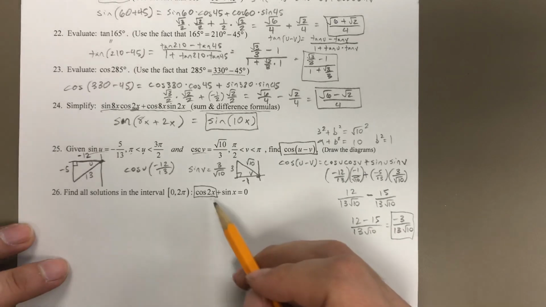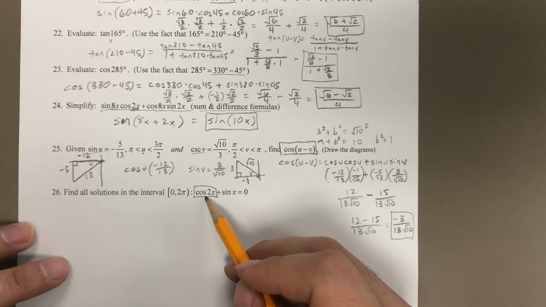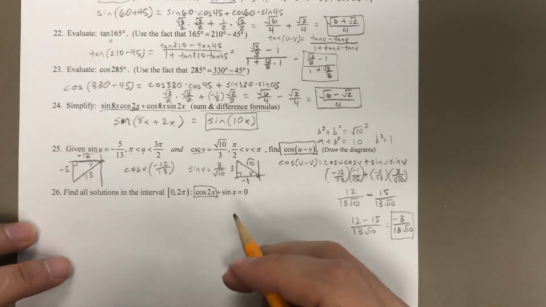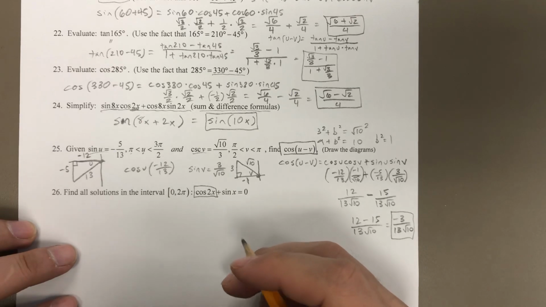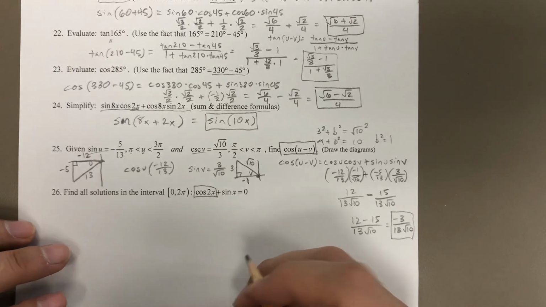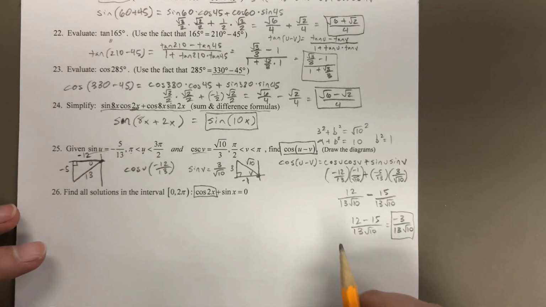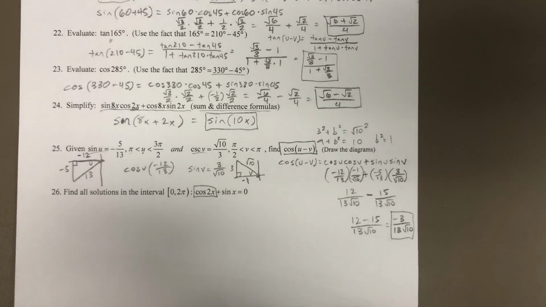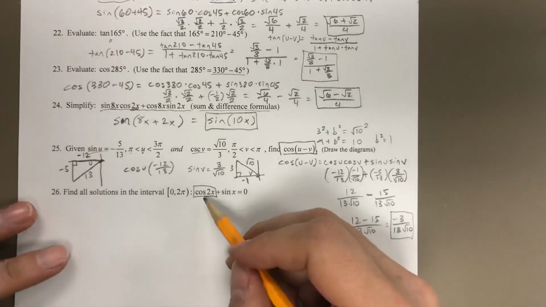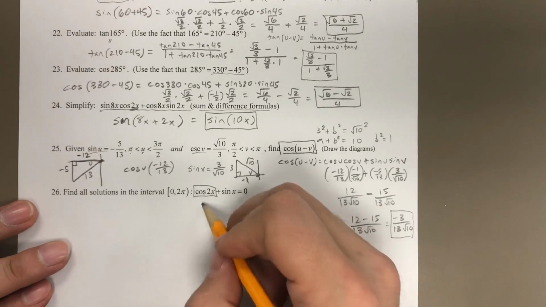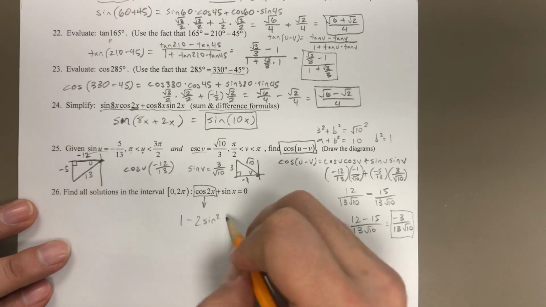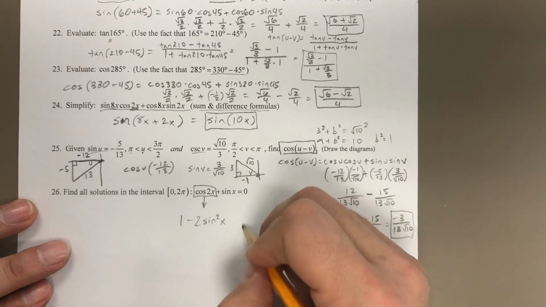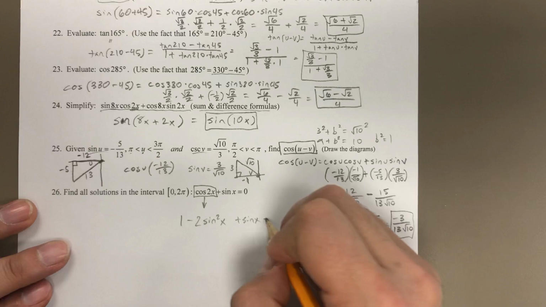So if you look at your formulas for double angle, you have cosine squared minus sine squared. You have 2 times cosine squared minus 1, and then you have 1 minus 2 sine squared. The only one that wouldn't make it really more complicated would be that last one, 1 minus 2 sine squared. So that's going to plug in for this, okay? So this just becomes 1 minus 2 sine squared of x, and then I still have the rest of it. So plus sine of x equals 0.